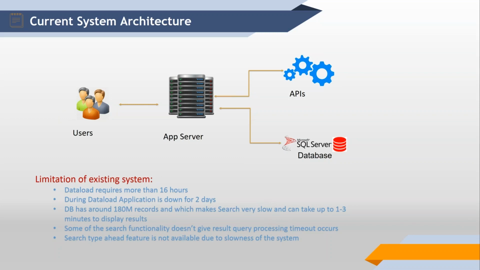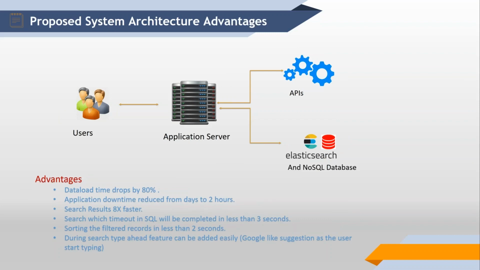Some of the searches were timing out. Some were giving results in 1 to 3 minutes, where it should not take that much time. The client also wanted type-ahead functionality, which they could not get in that application because search itself is very slow. I'll be showing the new proposed architecture. It will be simple, not complex. I'll just show what part we changed. Instead of using MySQL databases, we used Elasticsearch and a NoSQL database, which was Cassandra, in this application.